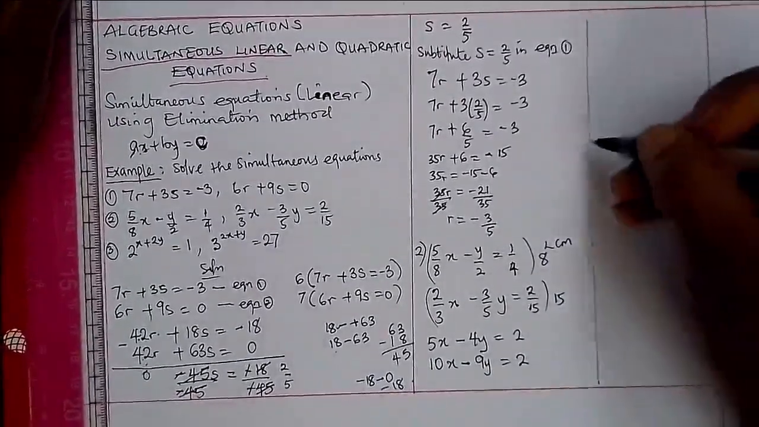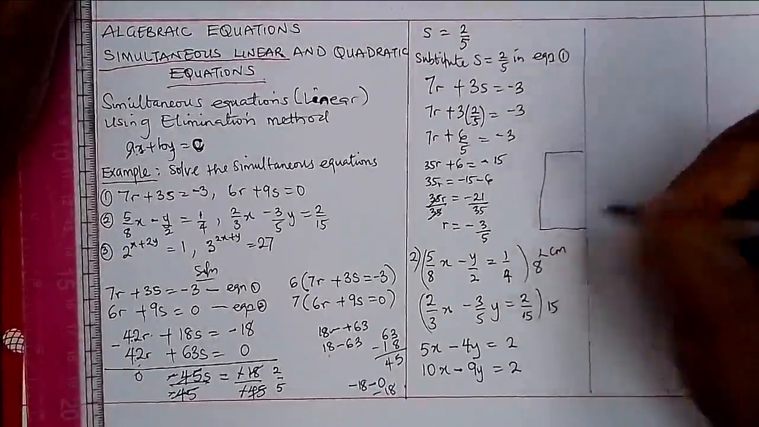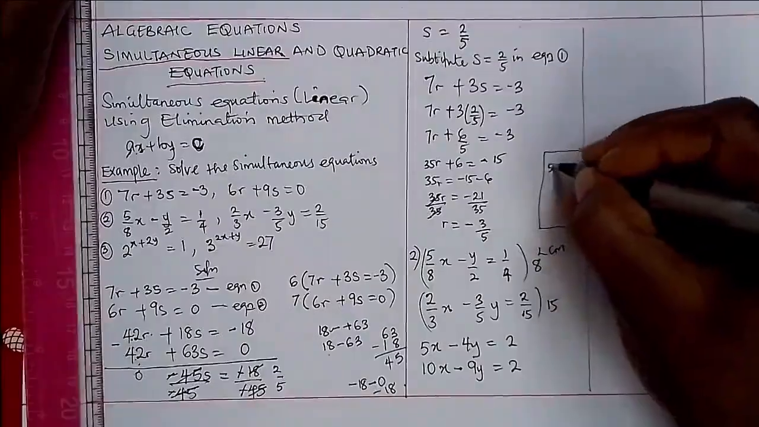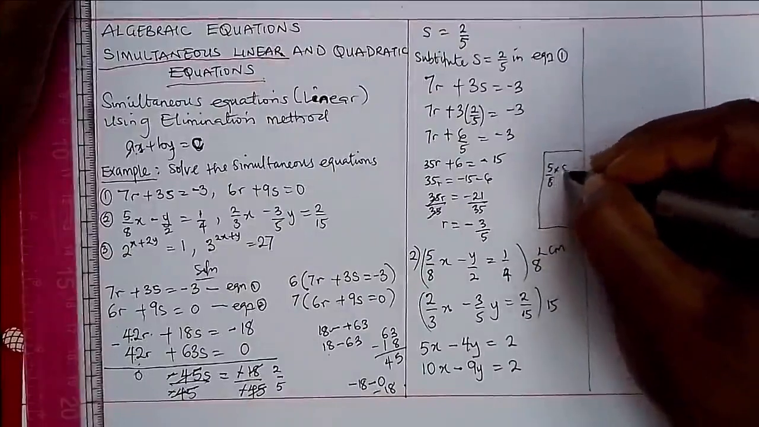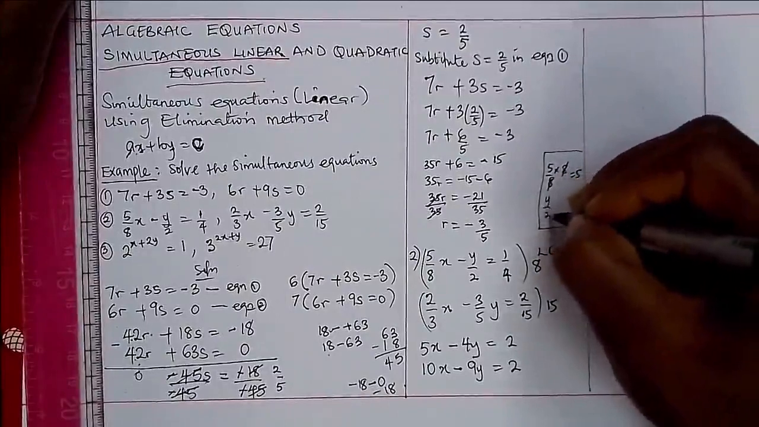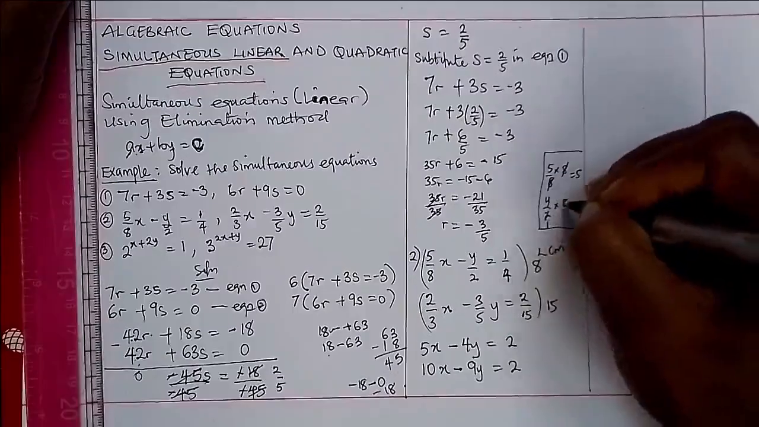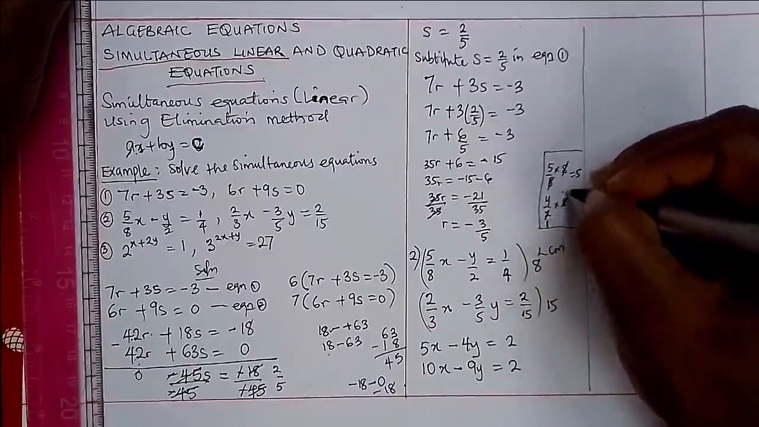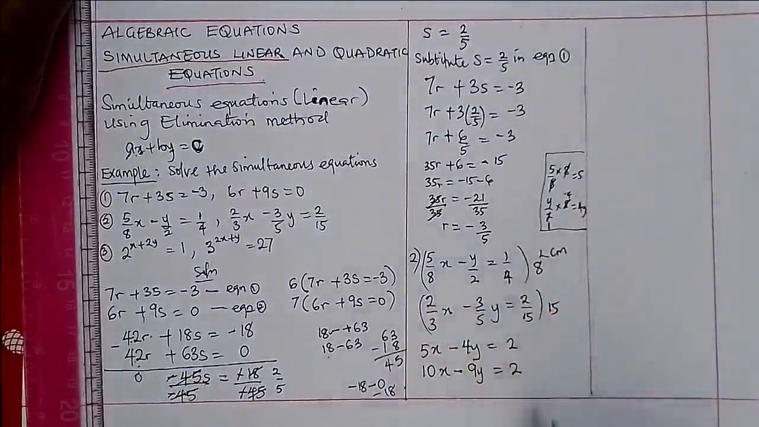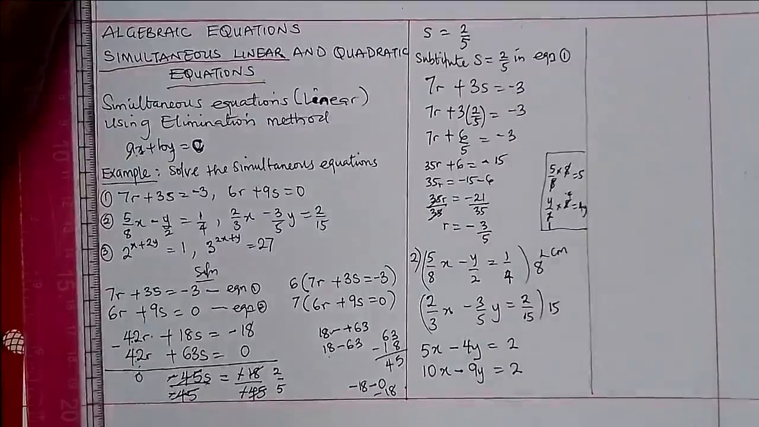Now, I'll just show you an example of how these fractions multiply so that you can do it by yourself. Let's see, 5 over 8 multiplying 8. 8 will cancel 8, you are left with 5. Y over 2 multiply 8. 8 here 1, 2 here 1, 8 here 4. We have 4y. So we can solve the rest using the same format.